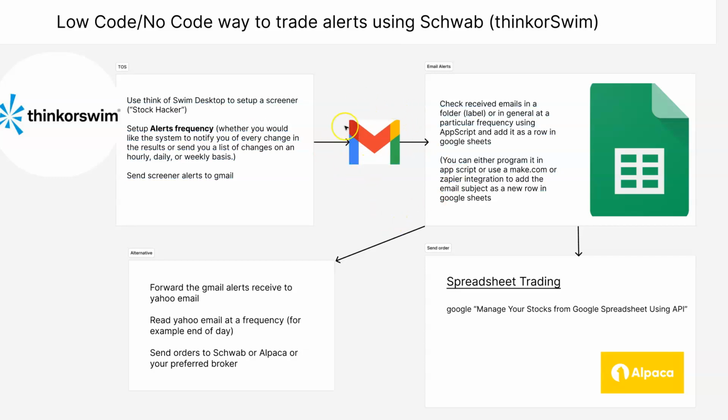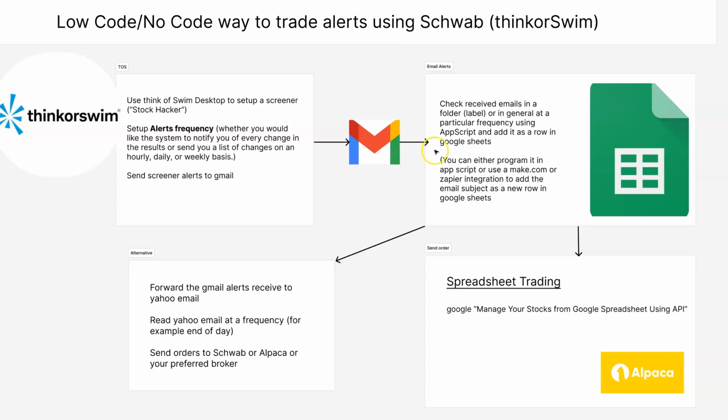And once you have the email alert in Gmail, then how do you send the orders to your broker? So I'm just showing you one of the ways, but there are like 100 ways to do this. But this is one of the ways that I have tried and used. Although I don't use it right now because there are much better ways. Especially if you know Python.